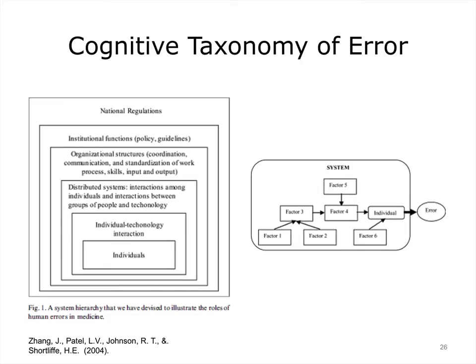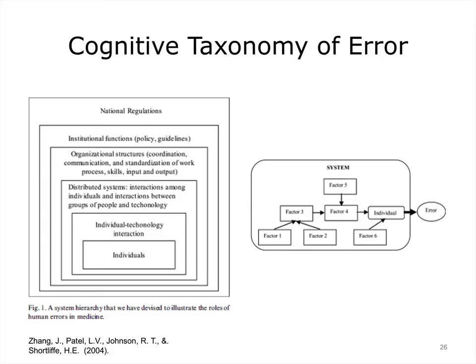Zhang and colleagues devised a system hierarchy to show the roles of human errors in medicine. What this diagram makes very clear is that every level of activity, from that of the individual human being to the entire national context in which the healthcare system functions, can have an effect on the likelihood of errors. For example, the regulations about the maximum number of hours residents can work at a time are designed to prevent errors due to fatigue, after fatalities in the 1980s resulting from staff fatigue.